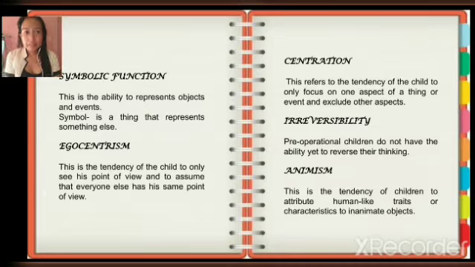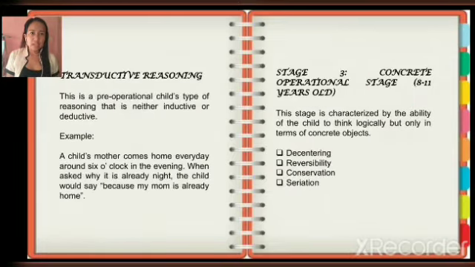Next is the animism. This is the tendency of children to attribute human-like traits or characteristics to inanimate objects. So, for example, the baby is playing pretend with a teddy bear, doctor-doktoran, ana. So, dahil sidlayan ang Barbie doll, istorya-istoryahan. So, that is the stage 2, the baby.